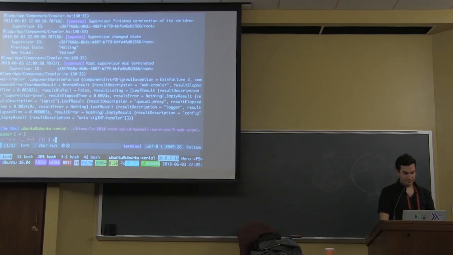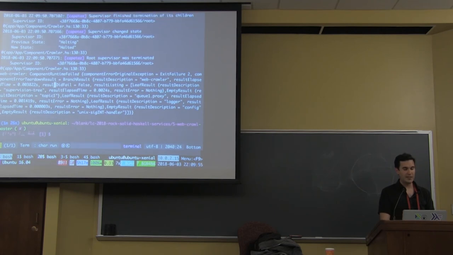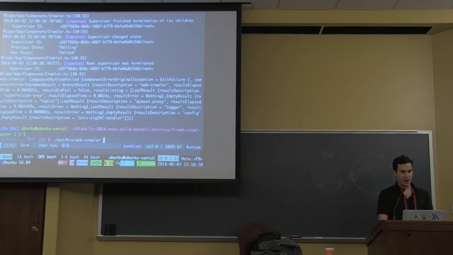Let me kill the project. Because I'm running the main, it's just returning me a component runtime failed. This is part of component M. After the initialization of the application is done, whatever is running inside the run component M, if that throws an exception, it's going to wrap it in a component runtime failure. And it's going to return you the original error, and it's going to tell you the result of disposing everything else.